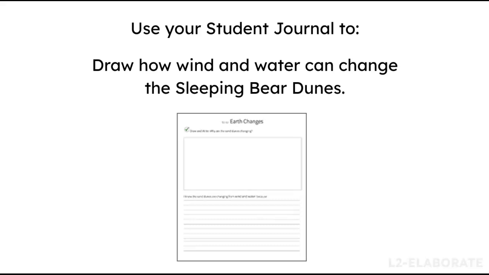For the Elaborate portion, you'll have students complete the Earth Changes student journal page. They can review their earlier drawings of the Sleeping Bear Dunes from the journal pages in Lesson 1. You'll have them use evidence from their investigations and the class discussion to update earlier explanations and drawings to explain how wind and water can change the Sleeping Bear Dunes.